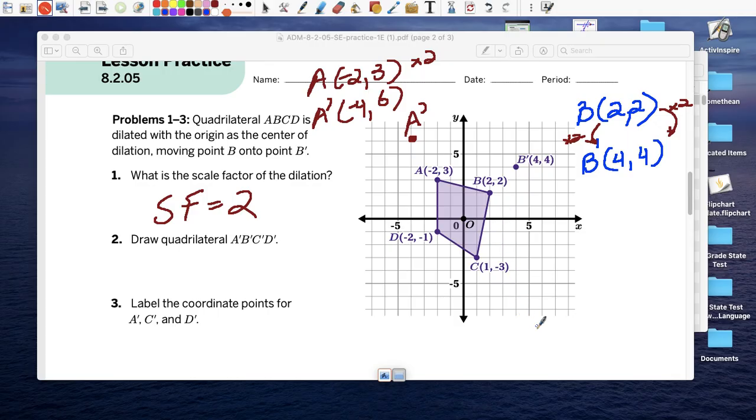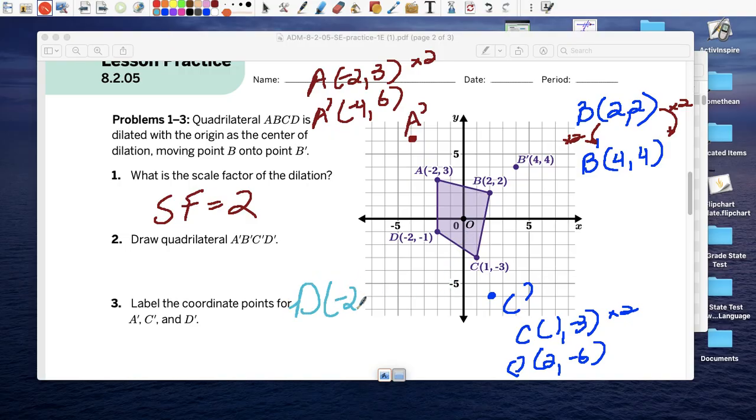Let's do C. Well, C is 1, negative 3. If I multiply those coordinates by 2, I'm going to get 2, negative 6. So C prime is going to be 2 to the right and 6 down: 1, 2, 3, 4, 5, 6. And there's C prime. And then D, change colors. D is at negative 2, negative 1. I multiply those two coordinates by 2, so I'm going to get D prime at negative 4, negative 2. So negative 4, 1, 2, 3, 4, 1, 2, right here.